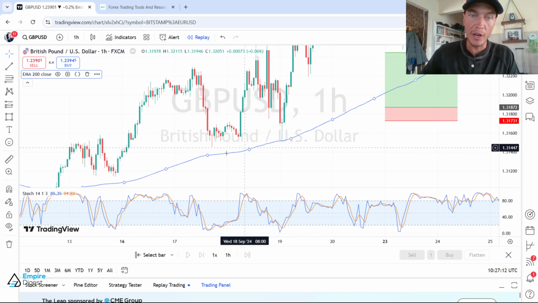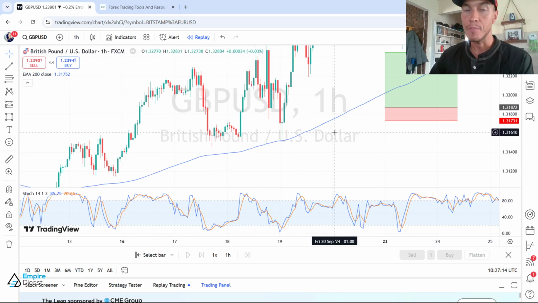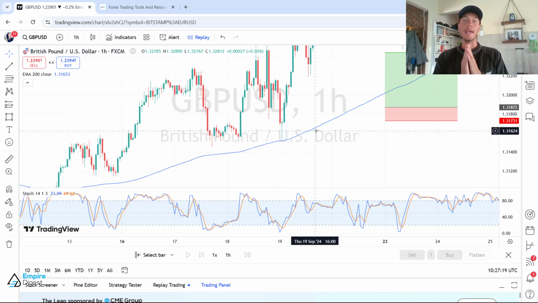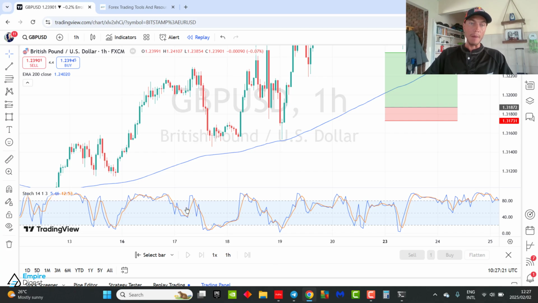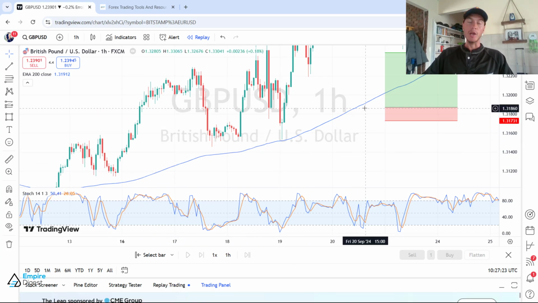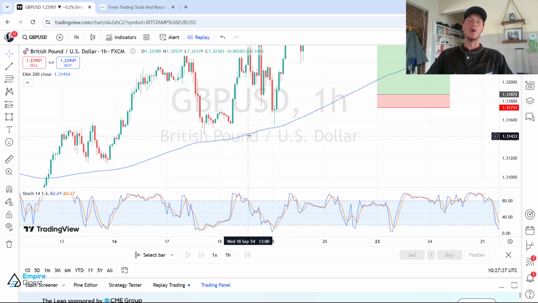As you can see, we are trading above the EMA, the exponential moving average. Now, firstly, I'm looking at buy trades. So everything above this line right here, we are looking at buy trades. Everything below the EMA, we are looking at sell trades. So bullish positions, bearish positions.